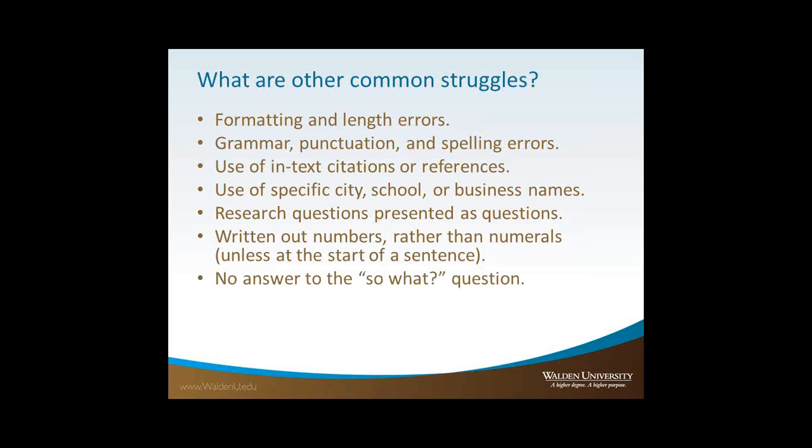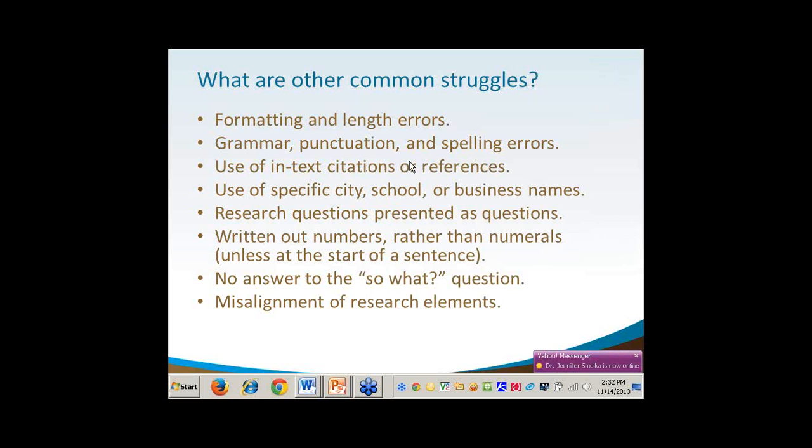There's no answer to the so what question, so there might be a description about the gap in the literature in the beginning of the abstract, but there's no justification for why that gap is problematic or why we actually need to address it. Or there's a misalignment of research elements. So maybe every independent sentence in the abstract is actually fine, but they don't hang together. That's another common struggle. So those are my lists, but I would certainly welcome others.